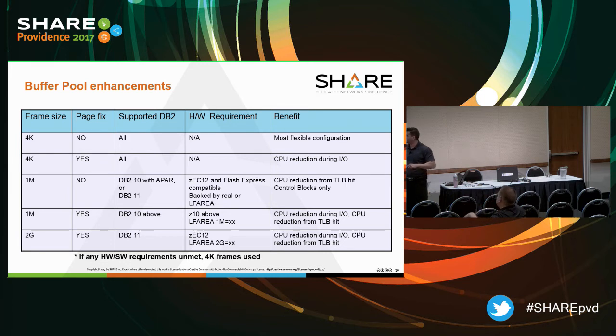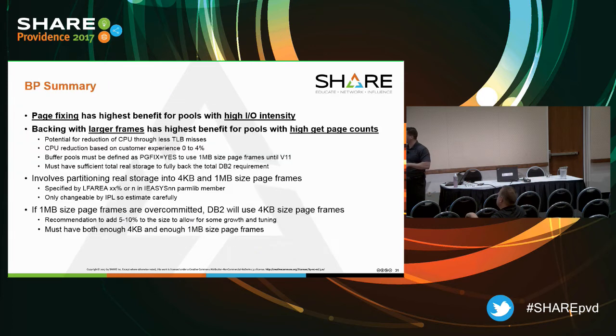And then the other savings is from the TLB, the translation look-aside buffer, meaning I don't have to map down to figure out where my page is nearly as much, because with a 1 meg frame, there are 256 4K frames in there, so it's easier for me to find it. So this is just a summary of it.